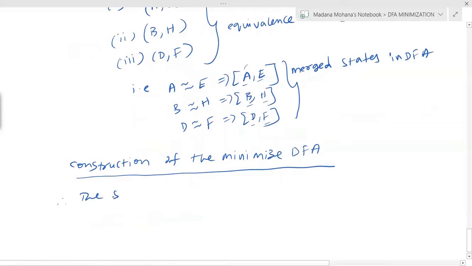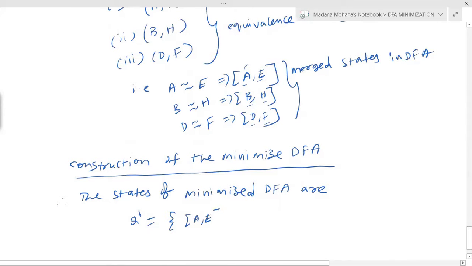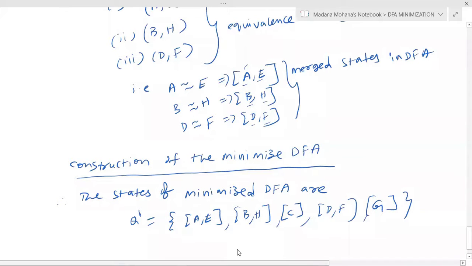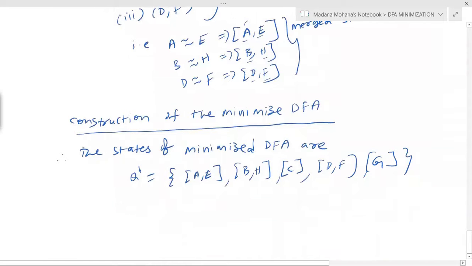Therefore, the states of the minimized DFA are: let us take Q dash equal to, with A, our state is AE. With B, our state is BH. Next missing state is C. With D, we have DF. Now A, B, C, D, E, F. Now G is missed. Now see, these are all the states of the minimized DFA. So now you can find out the transitions of all these states.